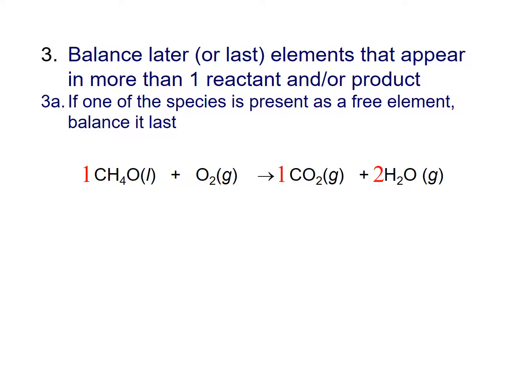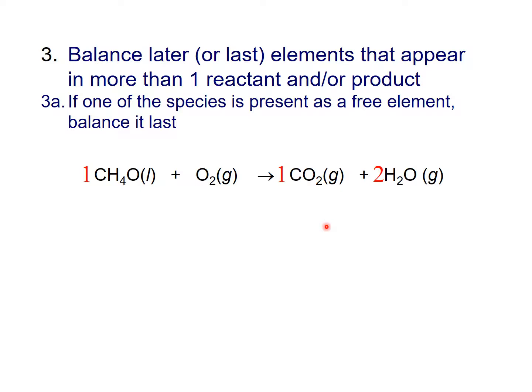Finally, step 3. Wait until the very end to tackle elements that are present in more than one reactant, more than one product. And a corollary of this, 3A, if a species is present as a free element, save that for last. And here we're talking about something like this O2 here. So this substance is composed of just one element, which means you can change its number by virtue of changing the coefficient here without messing up the balance of any of the other elements.